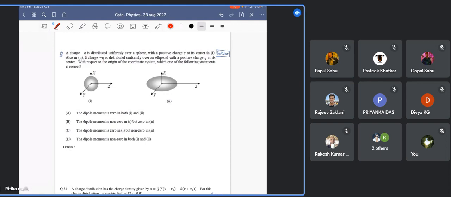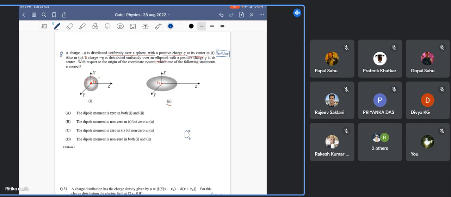A charge minus q is distributed uniformly over a sphere with positive charge q placed at its center. So we have a sphere at the center of which is a positive charge, and minus q charge is distributed uniformly around this positive charge. And the same is the case for the second. However, in this case, it is an ellipsoid which surrounds this positive charge q. So they expect that it will be like a situation of an electric dipole, since we have positive charge q and negative charge q. So they are expecting that there will be a case of dipole here.